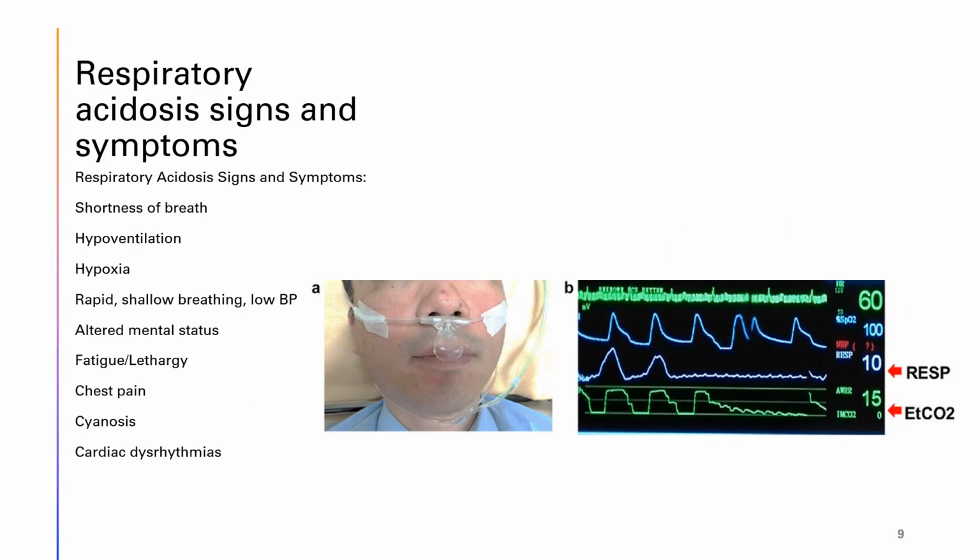Respiratory acidosis signs and symptoms. Respiratory acidosis will show, though, the patients are going to have shortness of breath, hypoventilation, hypoxia, rapid or shallow breathing. In more severe cases, they're going to have a lower blood pressure. They'll have altered mental status. They're going to be tired, fatigued, lethargic. They may complain of chest pain or chest discomfort, and their skin color is going to look terrible. They'll be cyanotic or paler or even gray. And they could also have cardiac dysrhythmias.